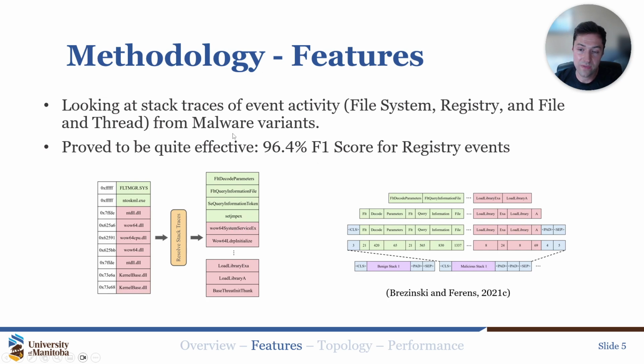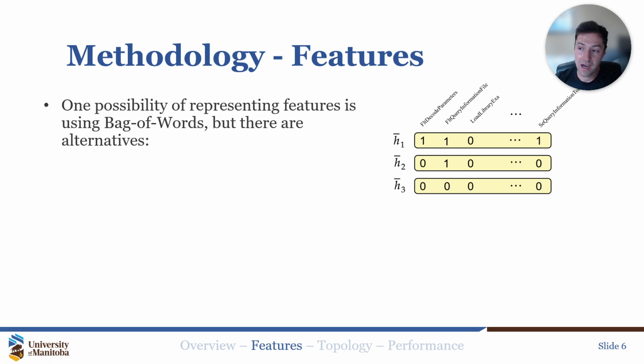And then with previous work, we were able to look at just the registry events, and we were able to obtain a pretty good F1 score based on registry events for the previous implementation. There are different ways that we can represent these features. These are Windows APIs, so they're just text as is. But there are different ways that we can represent that in feature space.